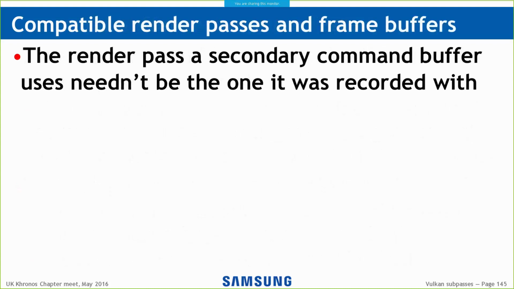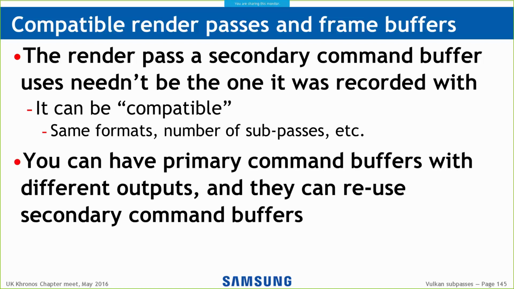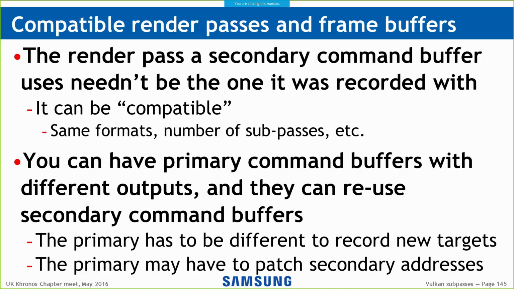And as I was saying earlier, you don't need to use the frame buffer that was available at the time everything was set up, at the time that the secondary command buffer was recorded. So there's a compatibility requirement. They have to be alike enough that the secondary command buffer will still work with it. So you need the same number of formats, you need the same subpass count, that kind of thing in the secondary command buffer. And then you lightweight generate a primary command buffer with different outputs, and then you can invoke the secondary command buffer. And as I was saying earlier, you may have to patch addresses or something like that.